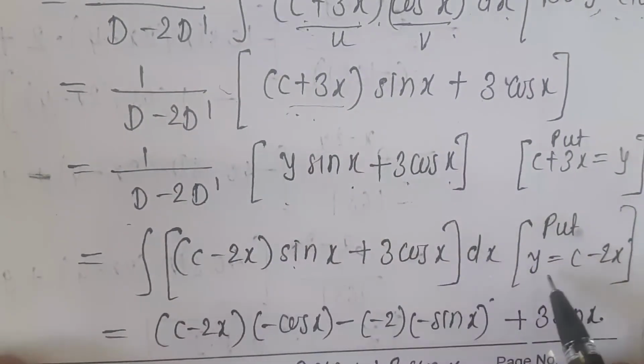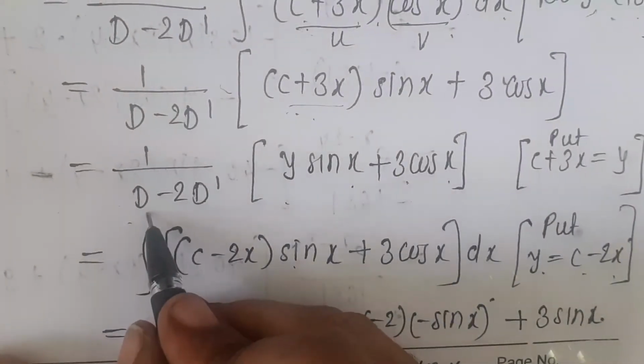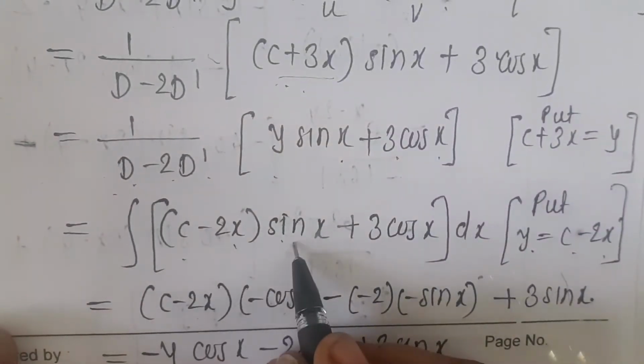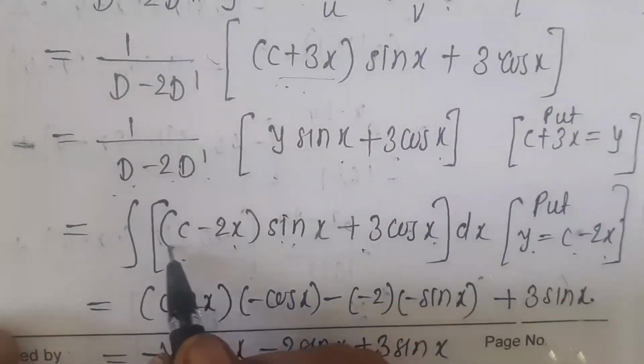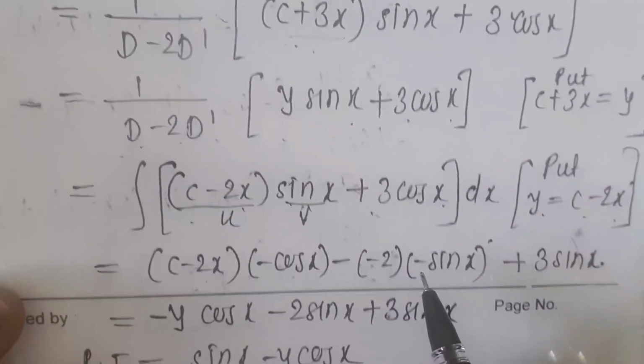So again, replace d by y by c minus 2x now, because this is c minus 2x. So replace y by c minus 2x into sin x plus 3 cos x. So in the first part this is u and this is v, and directly we get the answer for 3 cos x.